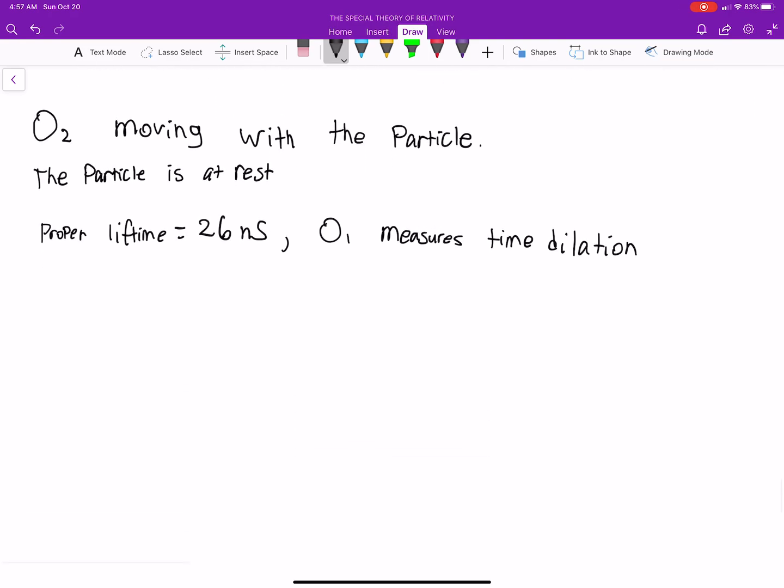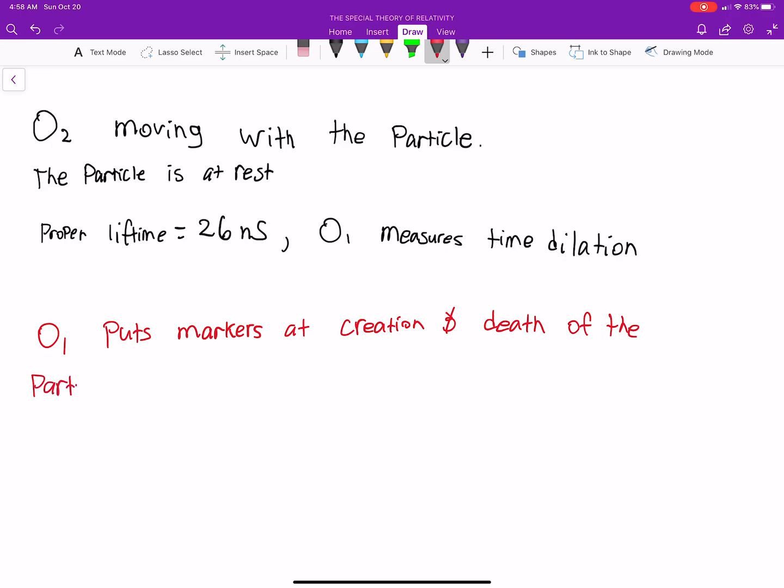Now let's do a little thought experiment. Let's say O1 puts markers at the creation and death of the particle. Kind of grim, but whatever. So he is putting markers. Let's say it dies here, and let's say it starts here.